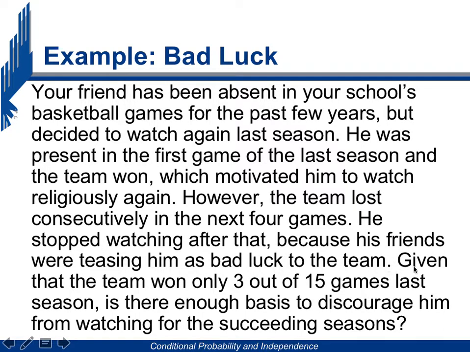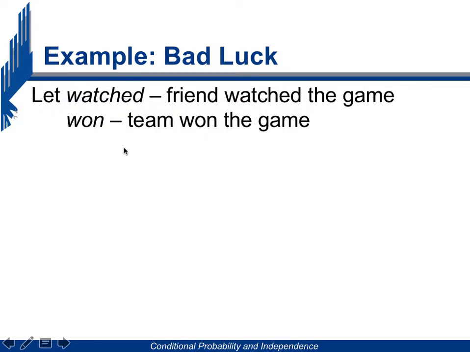So the problem is asking for the concept of independence. It's asking if there is basis to discourage him, or in other words, we have to determine if watching is independent from the result of the game so that we can answer this question. So we can let the word watched represent the event wherein your friend watched the game, and then W represent the event wherein the team won the game. And we can identify some probabilities given in the problem.